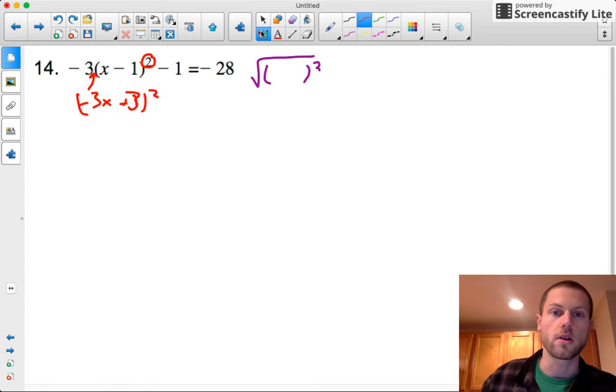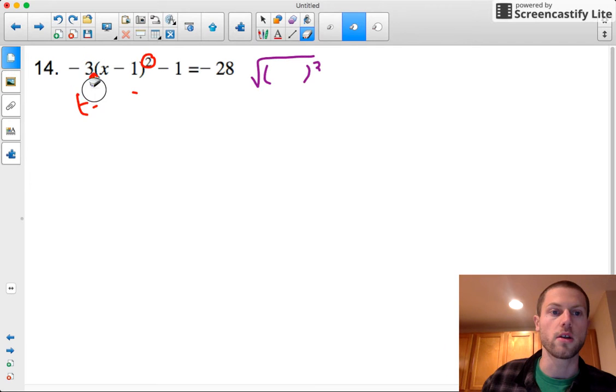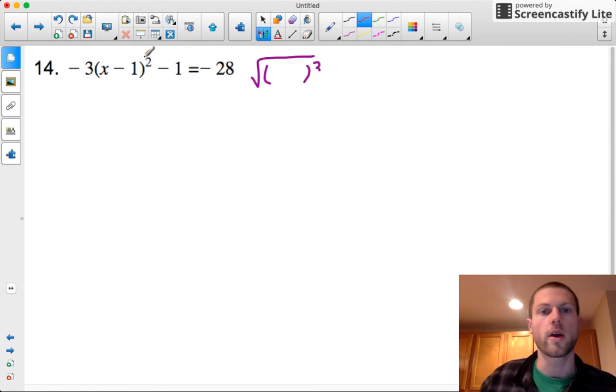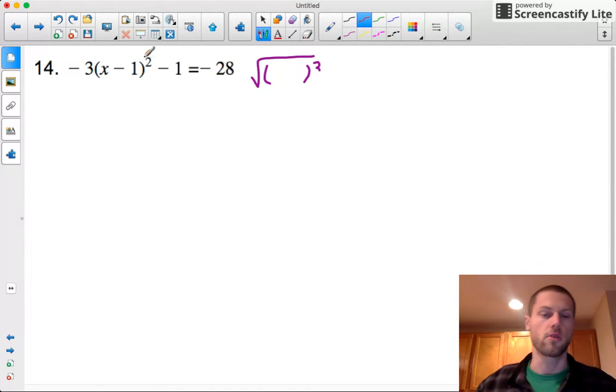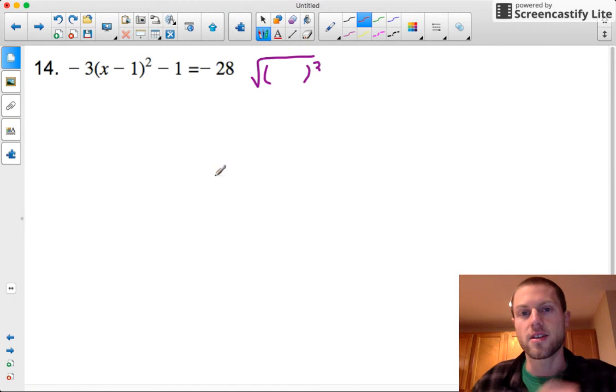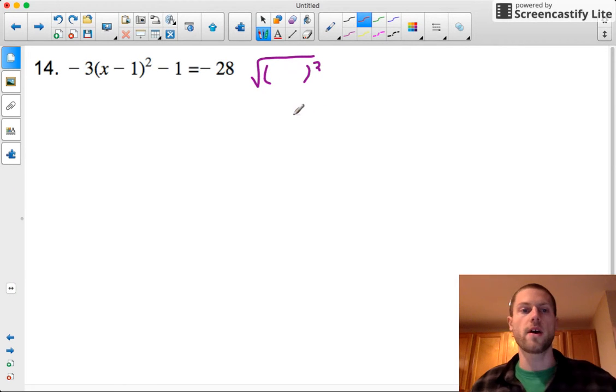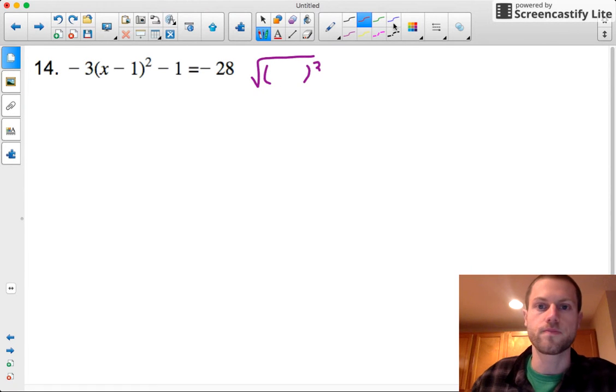Now, if you really wanted to go the long way, you could expand this x minus 2 squared, multiply the quantity by the quantity, multiply that by negative 3, combine your like terms, and solve using a method we've seen before. I think that takes too long. If we have something that looks like this vertex form, let's just go the fastest way and solve using square roots. All that aside, let's get the ball rolling.